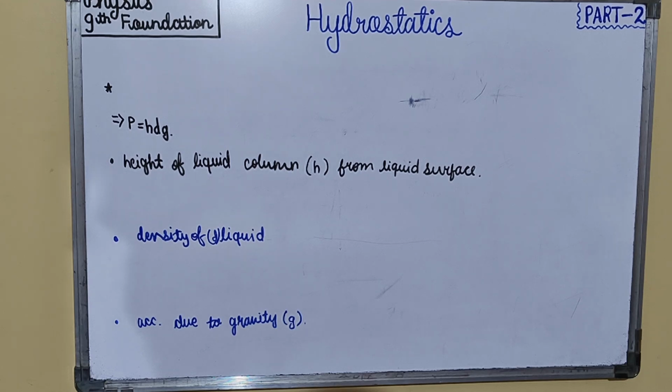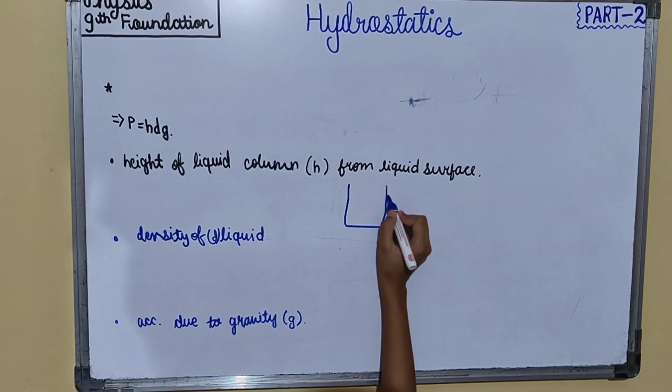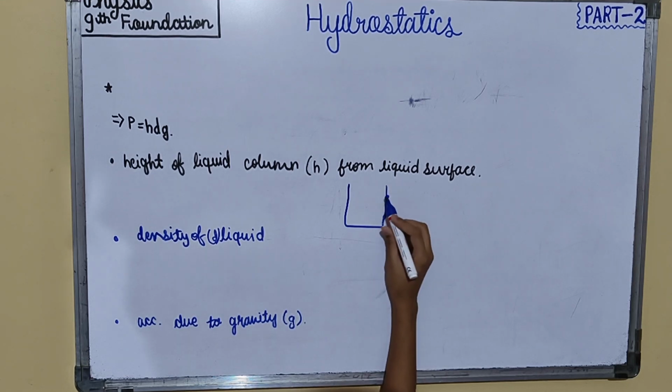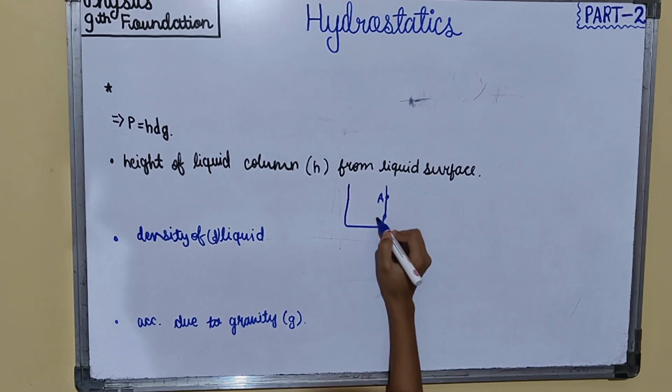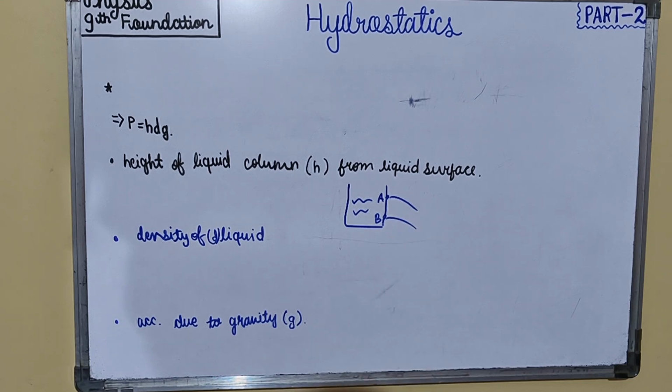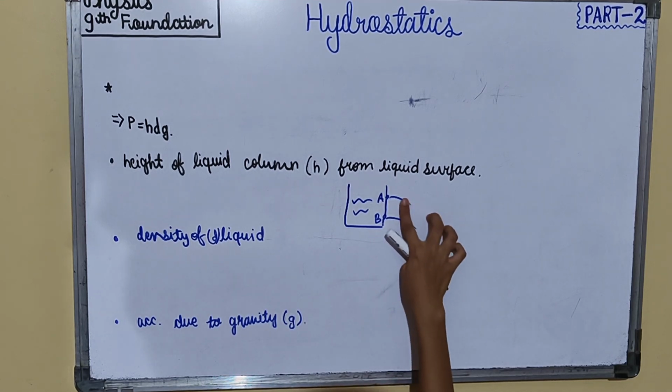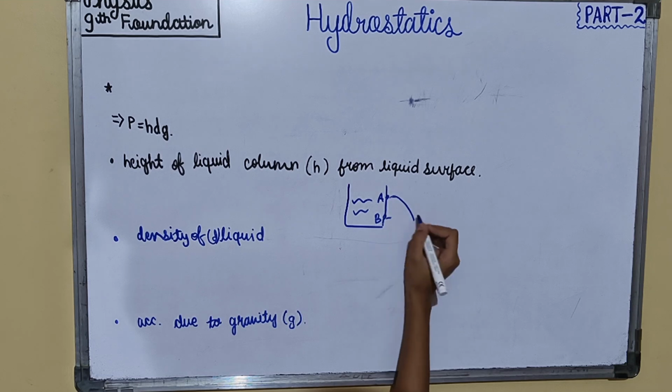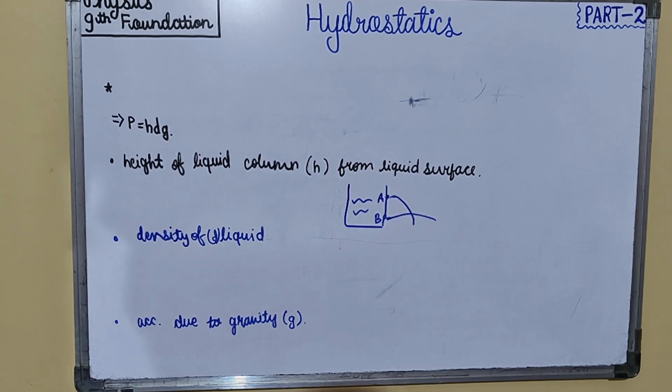Pressure at a point inside the liquid increases with the depth from the free surface of the liquid. Example 1: take water in a beaker and make holes at different points. If this is the beaker, we made holes at these two different points, this is point A, this is point B. The beaker is filled with water, and the water will come out from these holes.